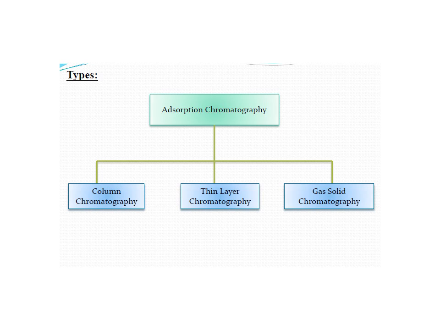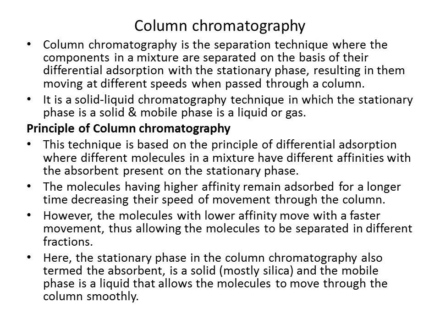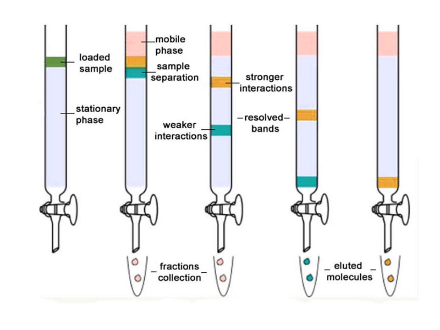Again, types: adsorption chromatography is divided into column, thin layer, and gas solid chromatography. Column chromatography is a separation technique where the components in a mixture are separated on the basis of their differential adsorption with a stationary phase, resulting in them moving at different speeds when passed through a column. It is a solid liquid chromatographic technique in which stationary phase is a solid, mobile phase is either a liquid or gas. The next diagram is clearly explaining the column chromatography.